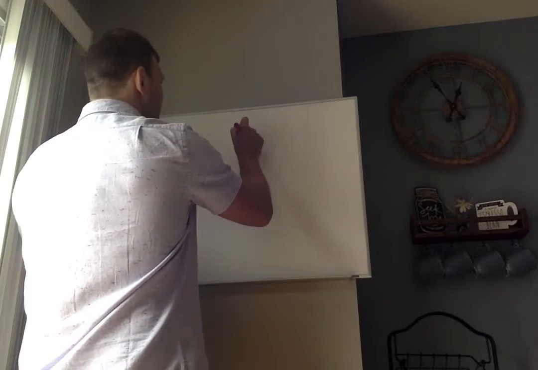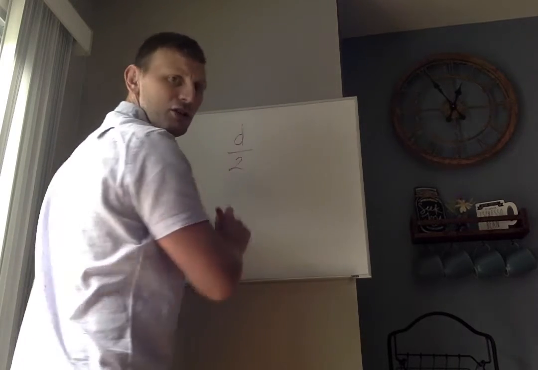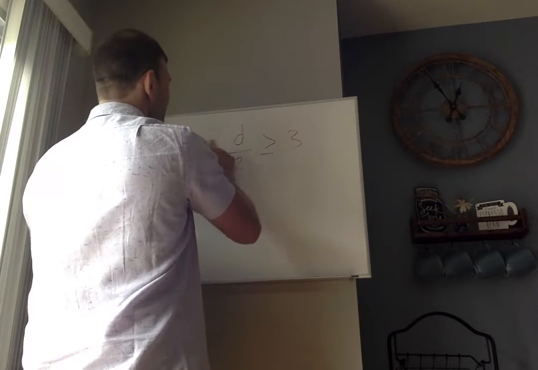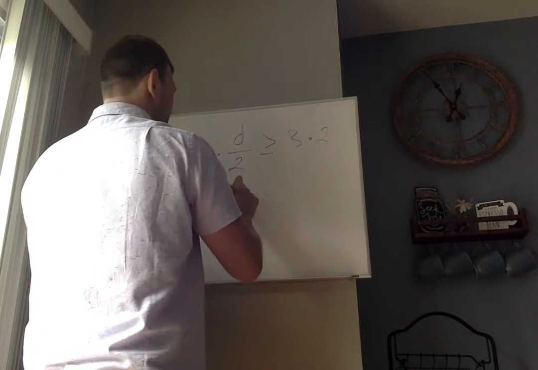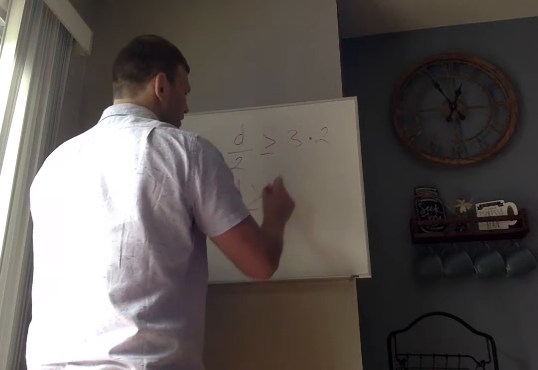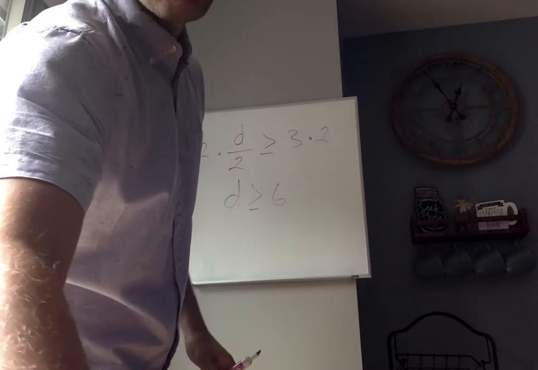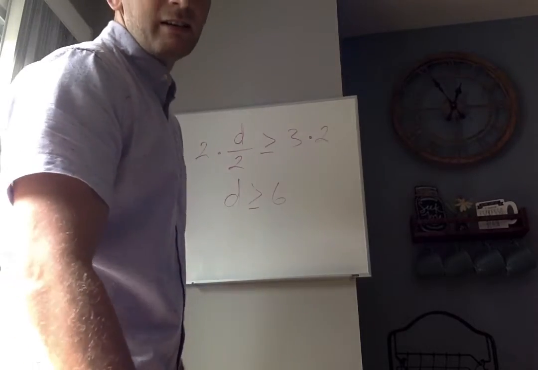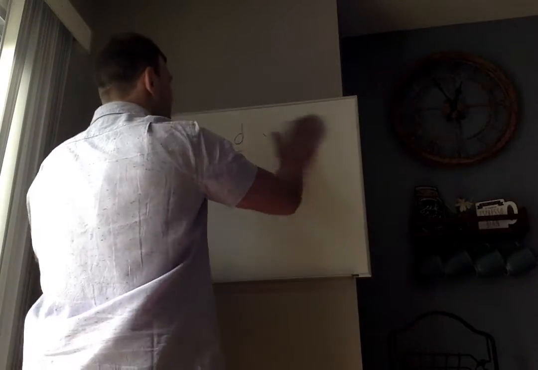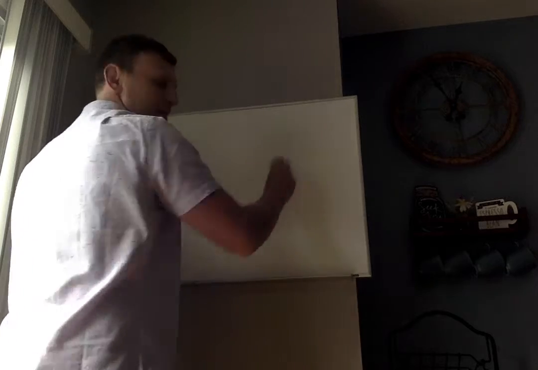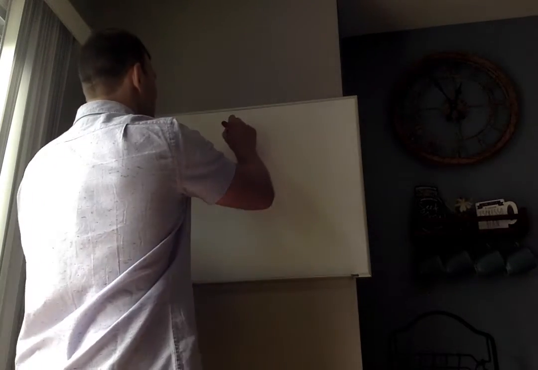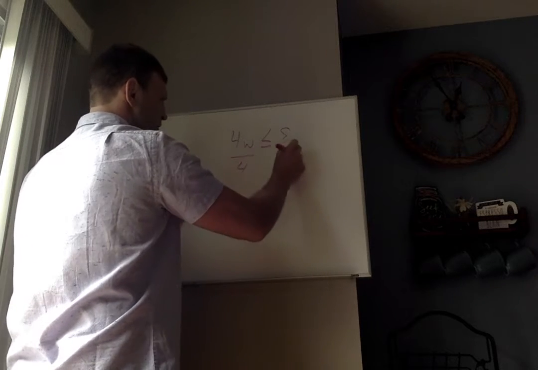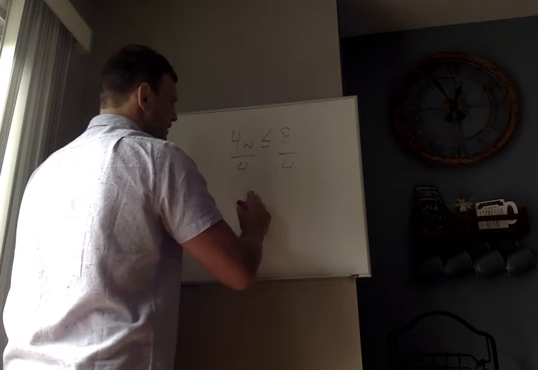So the first one I have is d divided by 2 is greater than or equal to 3. So I'm going to go ahead and multiply by 2, and that's d is greater than or equal to 6. So d greater than or equal to 6. Okay, then we have 4w is less than or equal to 8. So we divide by 4, and we have w is less than or equal to 2.